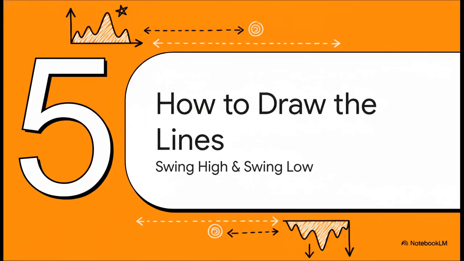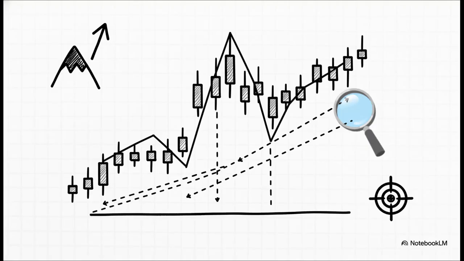Now, these tools are incredibly powerful, but they're pretty much useless if you don't know how to draw them on the chart correctly. And it all starts with identifying two very specific points, something called a swing high and a swing low. So what in the world is a swing high? It's simple, really. Just think of it as a peak, like the top of a small mountain on your chart. It's a single candle that's higher than the candles on either side of it. Finding this peak is the starting point for drawing your levels.